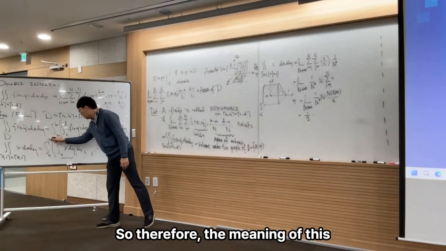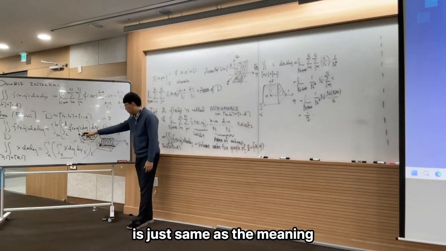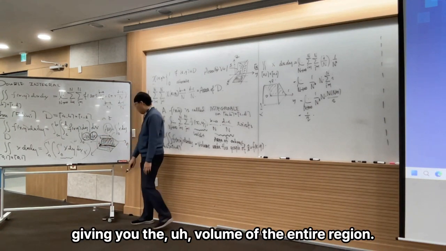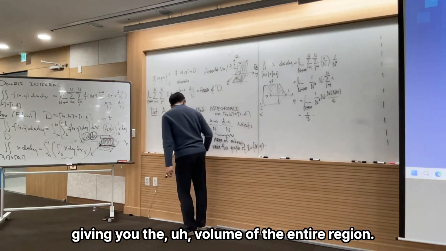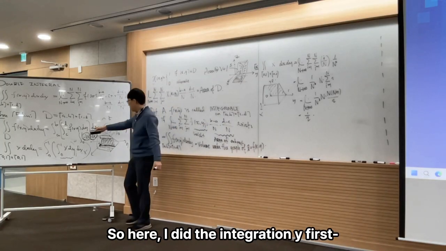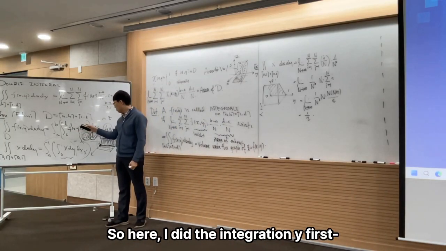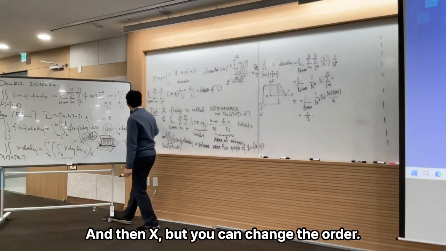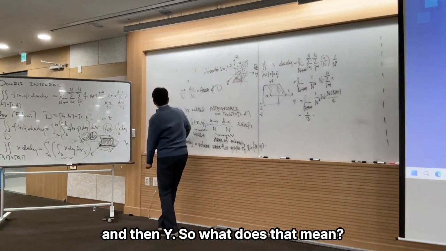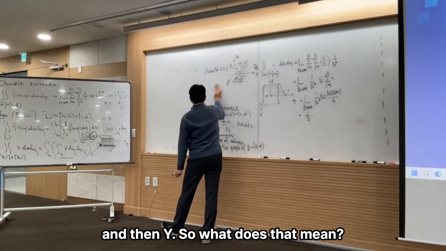So therefore, the meaning of this is the same as the meaning of the double integral, giving you the volume of the entire region. You can actually do it the opposite way. Here I did the integration in y first and then x, but you can change the order. You can do the integration in x and then y. So what does that mean?